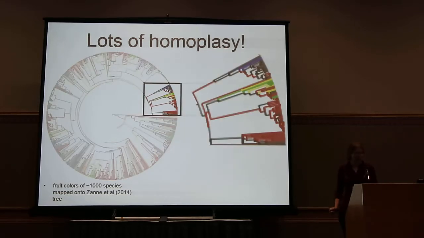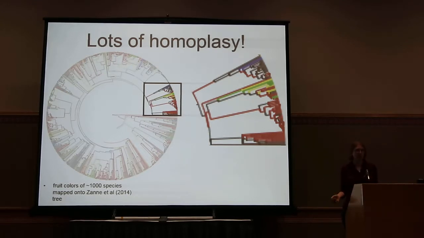And if we zoom in on one particular clade, you start to see that the same pattern's occurring there as well, where you have red fruits, black fruits, yellow fruits, blue fruits, all occurring within a smaller clade.